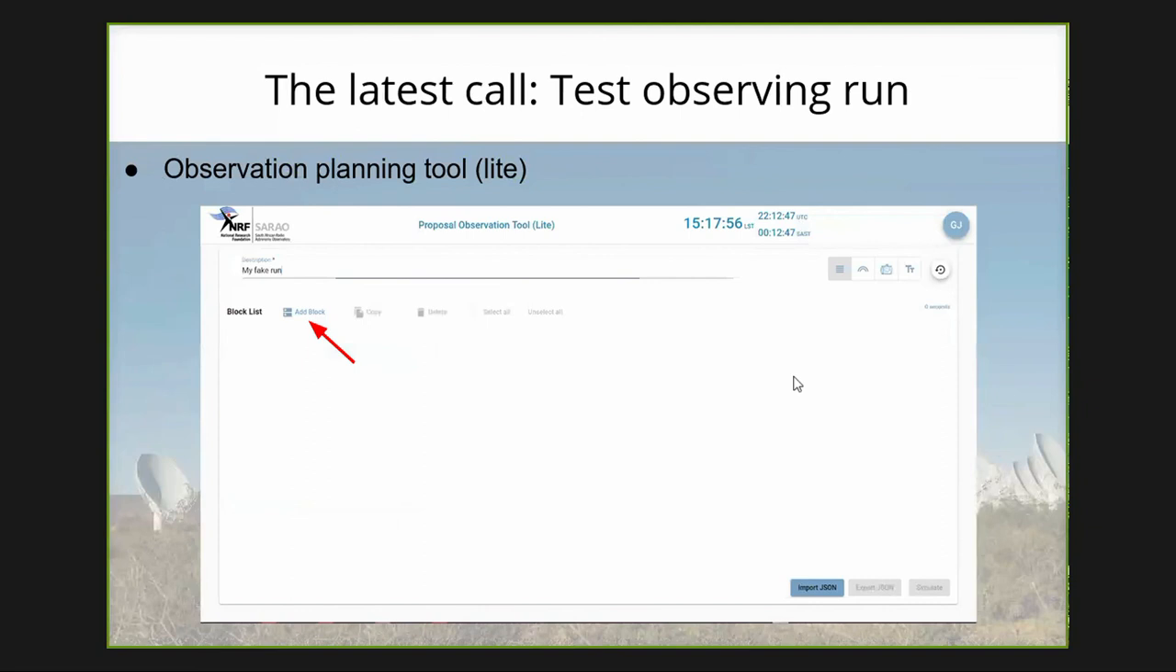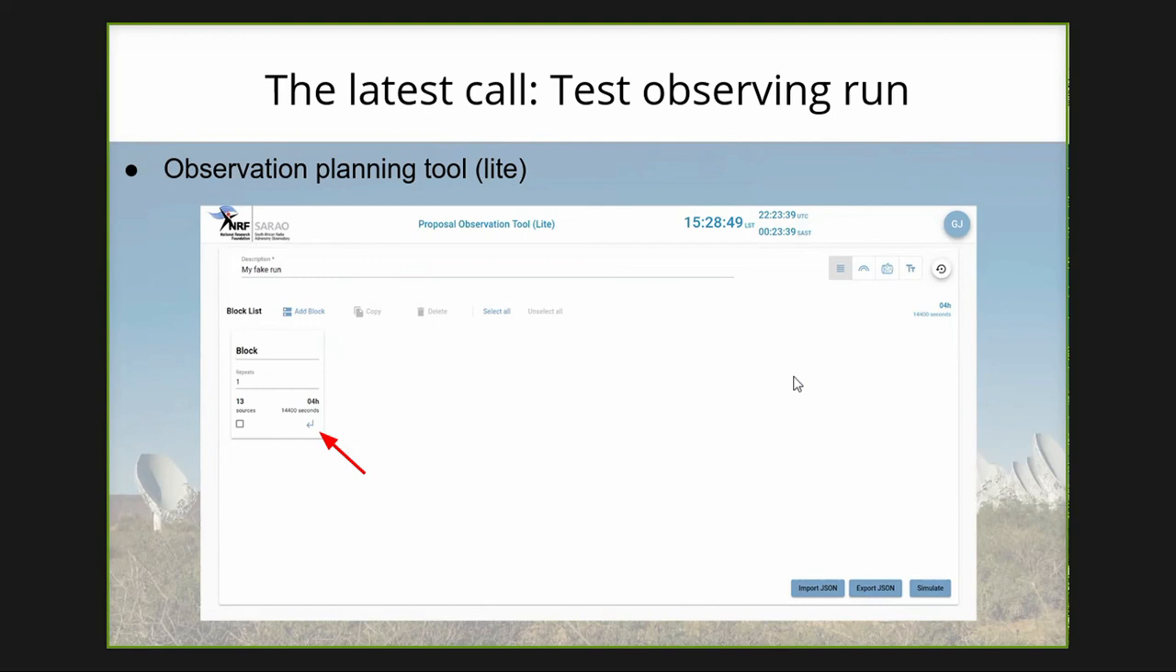One specific requirement was that you were requested to do a test observing run with MeerKAT before you submit your proposal. And for this, you can do this actually at home, you can use the observation planning tool, in this case, the light observation planning tool, and this gives you an insight of how these observations are actually structured. So you add an observation block.